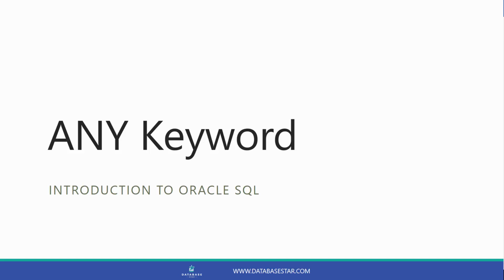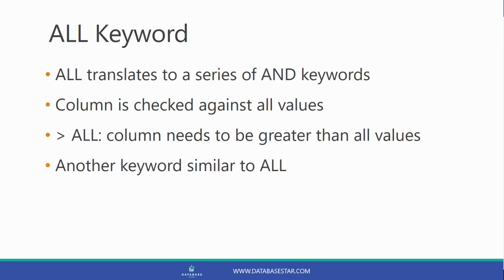The any keyword. With the all keyword that we just looked at, it translates to a series of and keywords. The column you're comparing against needs to be checked against all of the values and pass. For example, the greater than all means your value needs to be greater than all of the values in your list. There is another keyword that's similar to the all keyword.